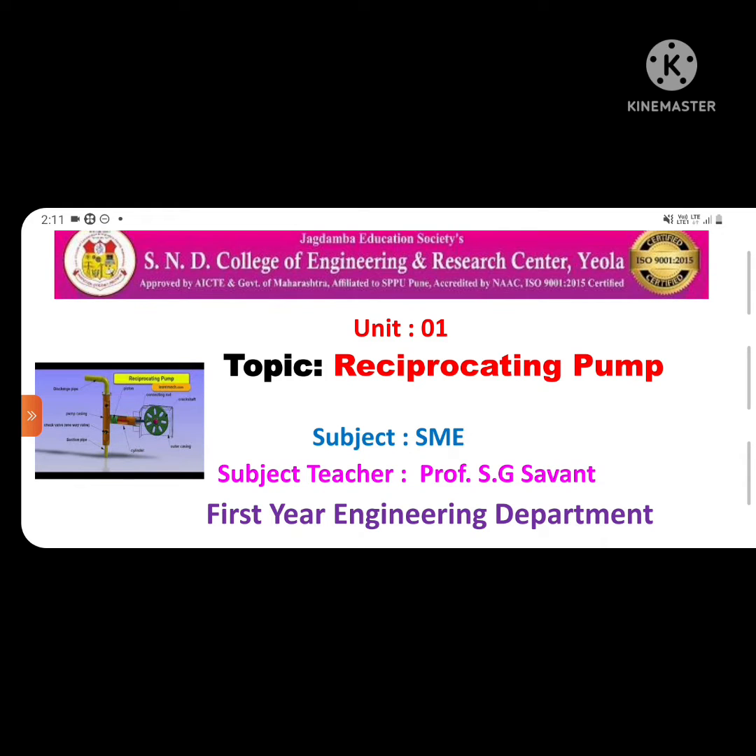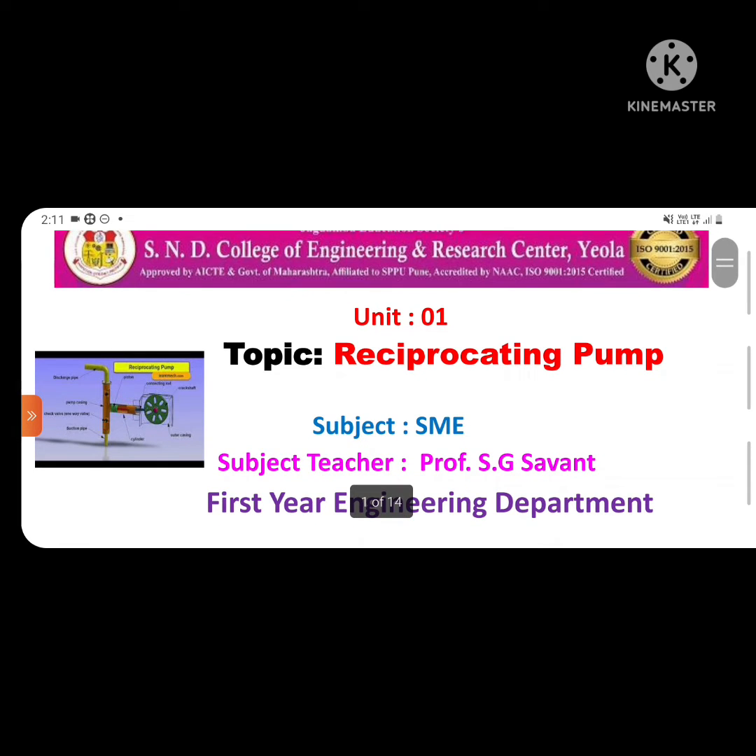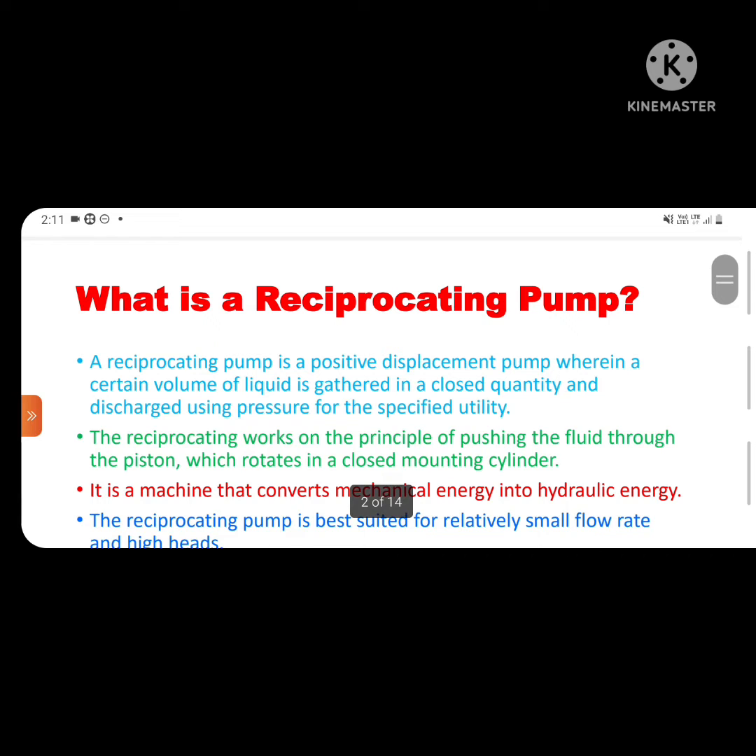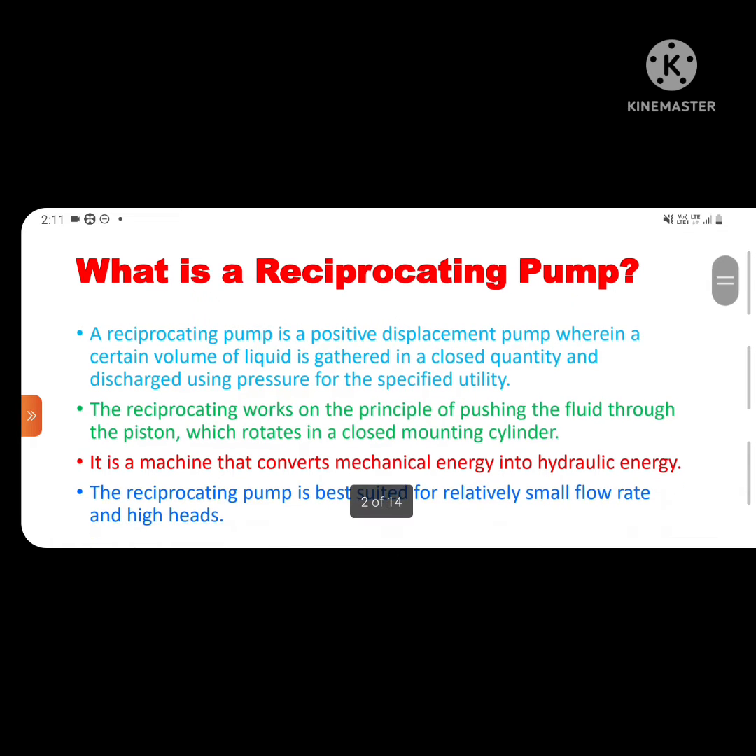Hello everyone. Today we are discussing the topic of reciprocating pump. In this lecture we will discuss the working principle of reciprocating pump, advantages of reciprocating pump, disadvantages of reciprocating pump, and the components of the reciprocating pump. First of all, we will discuss what is a reciprocating pump.